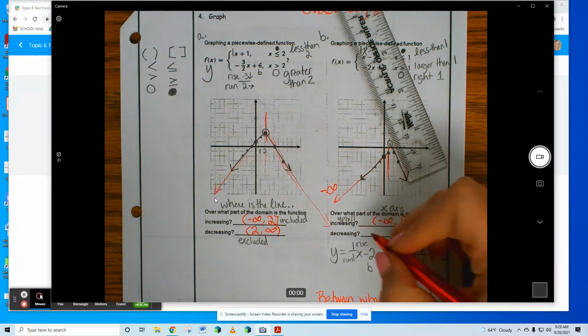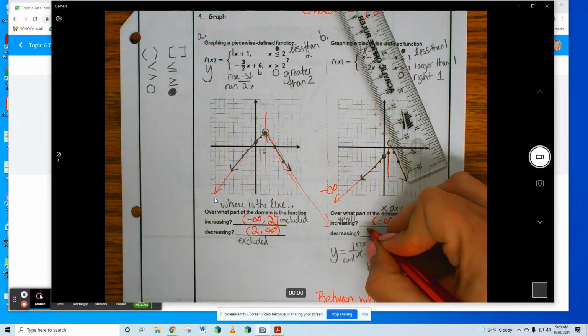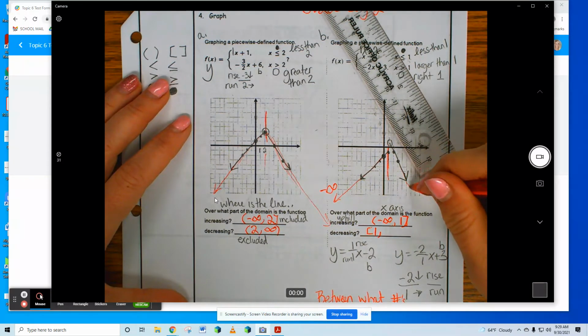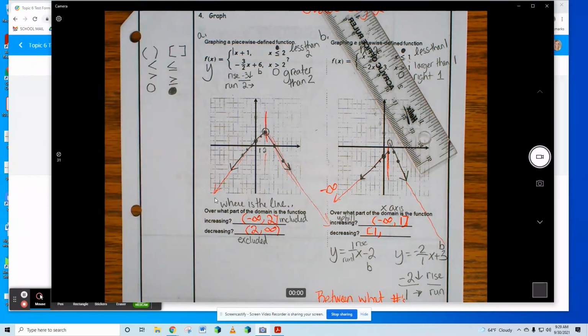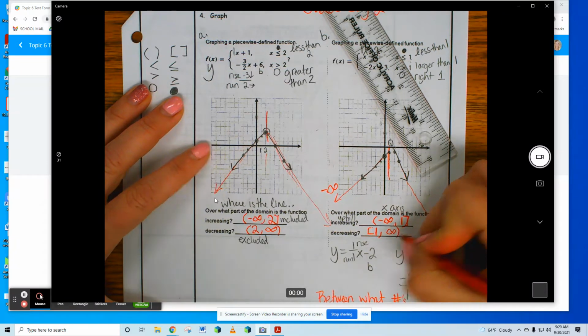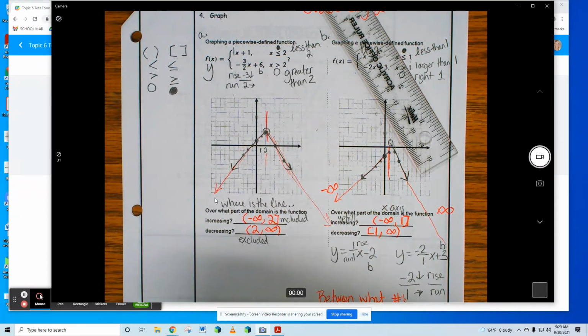Bracket 1 from, and then my line, downward, downward, downward. Doesn't it go forever, right, to +infinity? Parentheses. Infinity always has a parentheses. So this increasing, decreasing just means, where's my line going uphill? Where's my line going downhill?